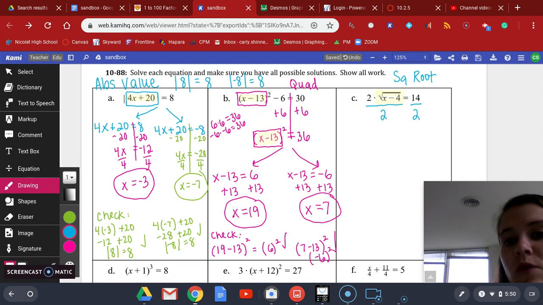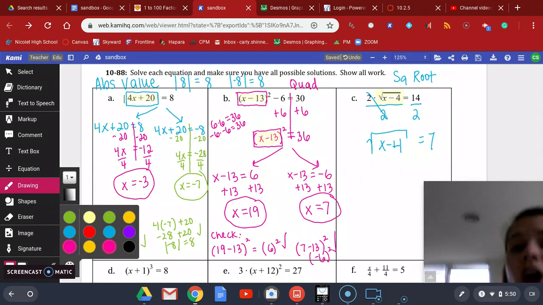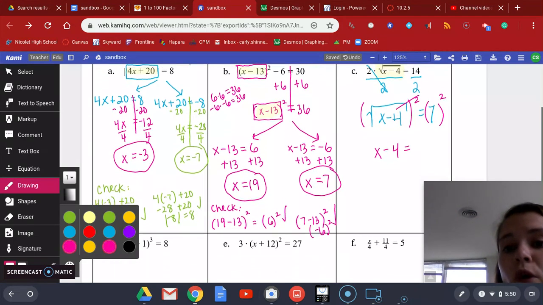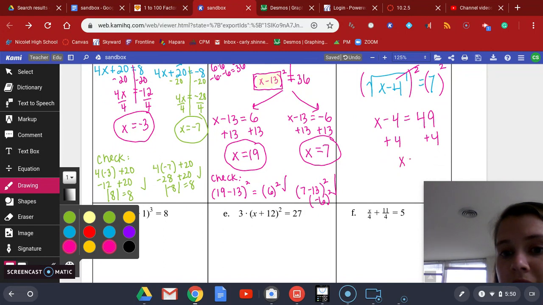I'm going to start by getting rid of that 2. So I'm going to just divide both sides by 2, and I'm going to get that equation there. I'm going to use the undo strategy. So what's the opposite of a square root? That's going to be a square. So I'm going to square both sides. That's going to cancel out, and I get x minus 4 equals 7 times 7, which is 49. Add 4 to both sides, and I get x equals 53.